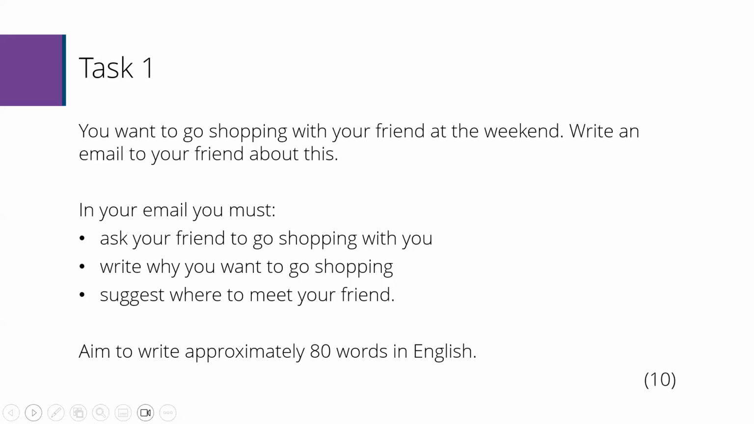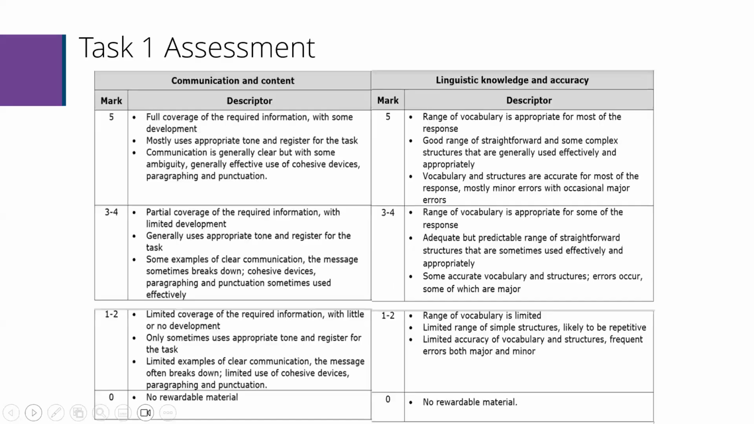And there isn't any need to show off complex language, because you have opportunities to do that later. And students need to, if they're good, able students, they need to try to save the time in the exam for when they need it to deal with more complex tasks. As you see, the mark scheme for the 10 marks, there are 5 marks for communication and content and 5 marks for linguistic knowledge and accuracy.